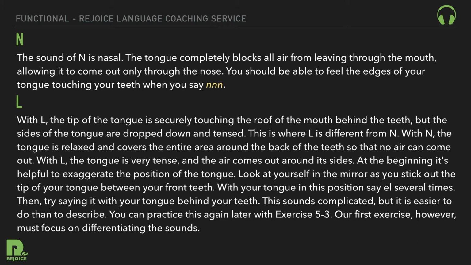At the beginning, it's helpful to exaggerate the position of the tongue. Look at yourself in the mirror as you stick out the tip of your tongue between your front teeth. With your tongue in this position, say L several times. Then try saying it with your tongue behind your teeth. This sounds complicated, but it's easier to do than to describe. You can practice this again later with exercise 5.3. Our first exercise, however, must focus on differentiating the sounds.